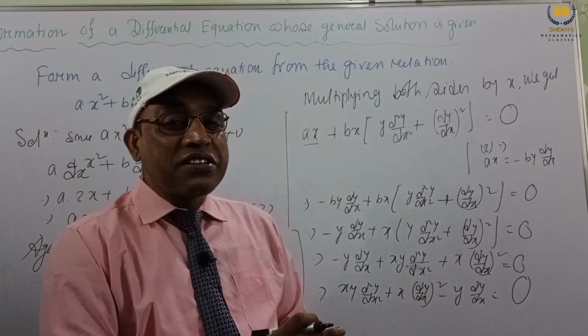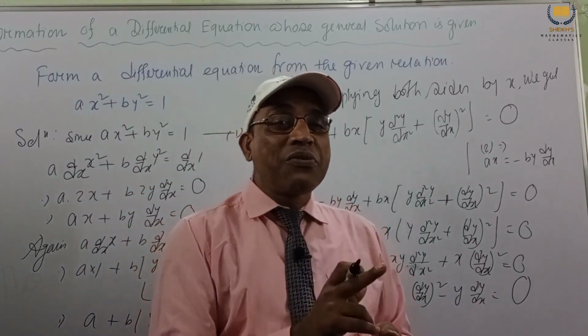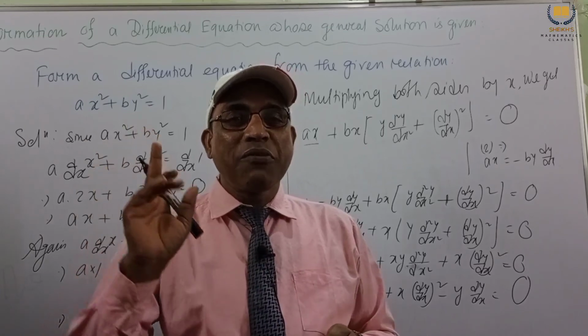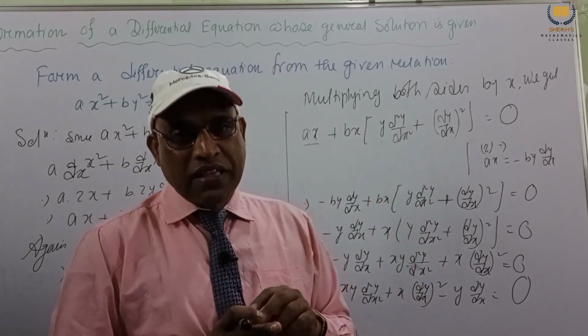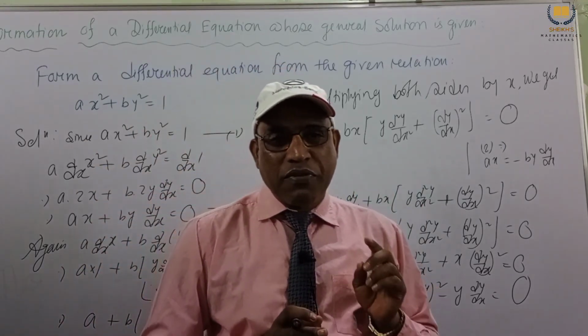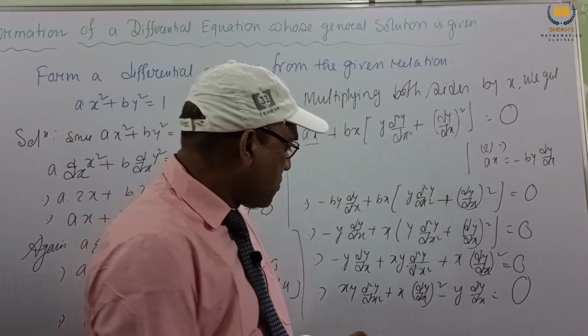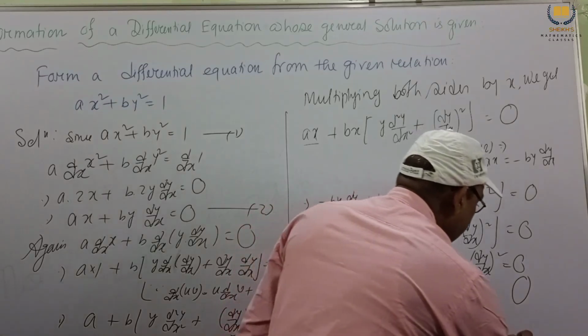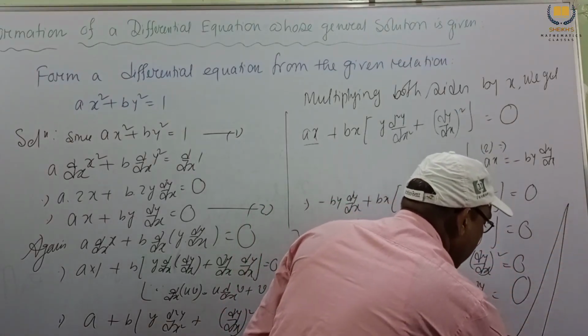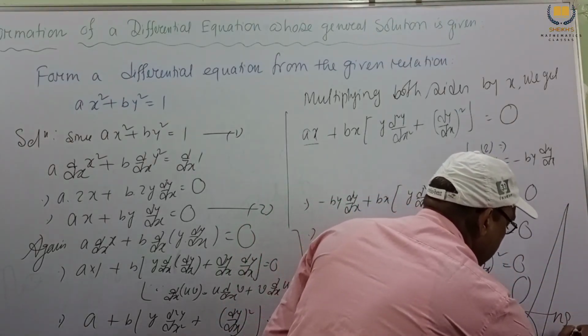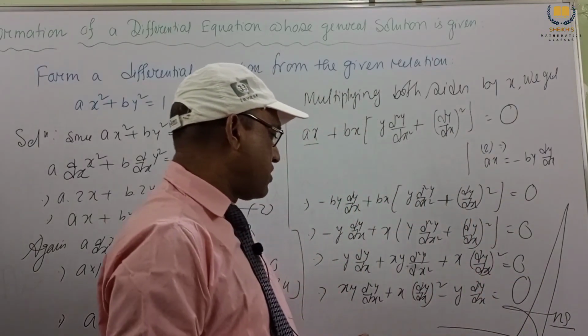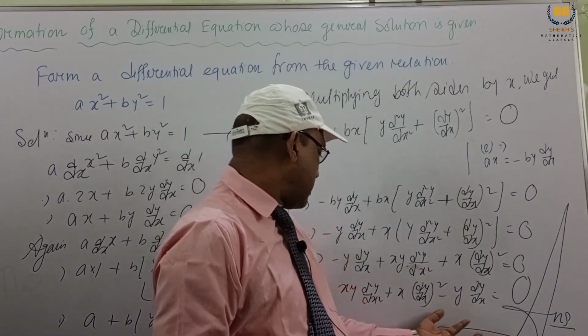Formation of a differential equation means our target is do or die: anyhow, we remove the arbitrary constants. If two constants are given, we have to differentiate two times. If three constants are given, we have to differentiate three times. So this is our final answer, the required differential equation.